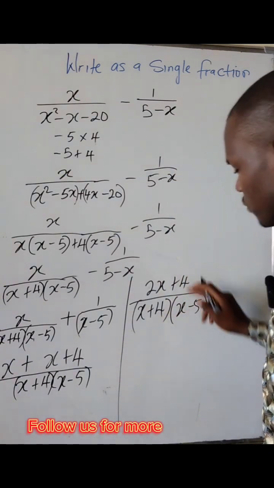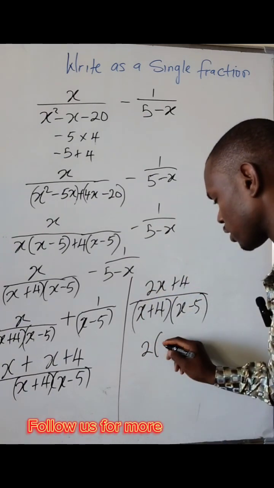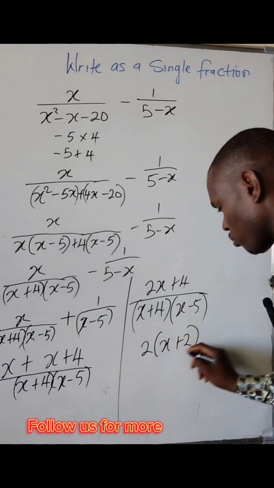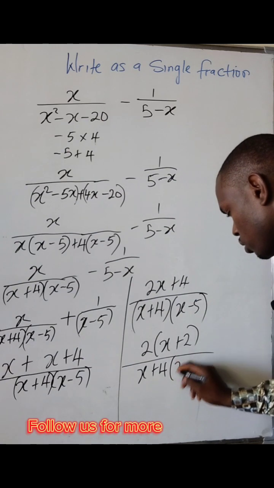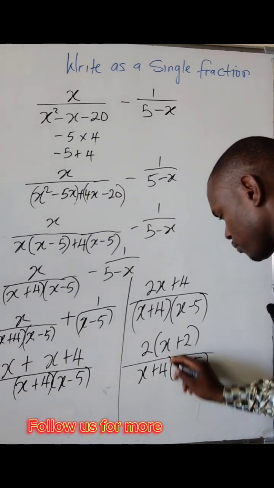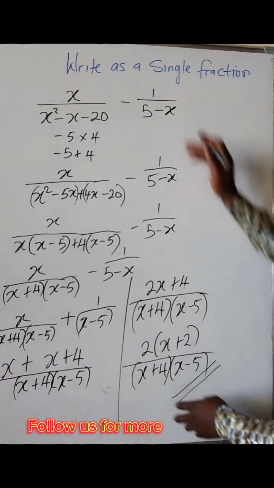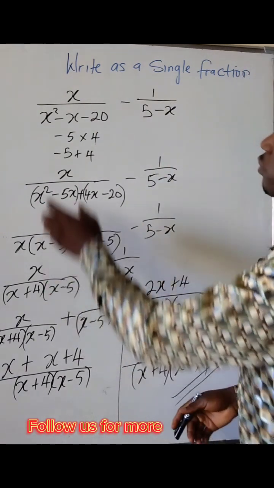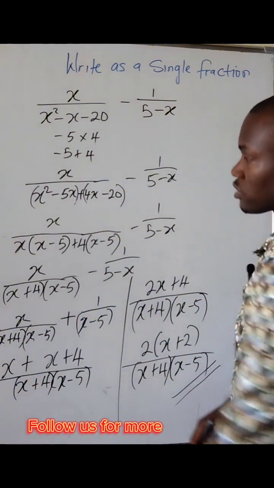So what do we do next? Factorize this numerator because something is common. 2 will come outside. I'll have x plus 2 over x plus 4, x minus 5. And this becomes our solution. We've been able to write this fraction as a single fraction. First of all, factorizing this denominator and then solving the LCM at this point to simplify it.